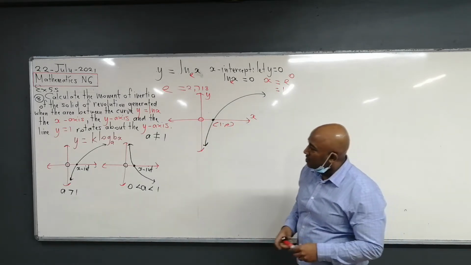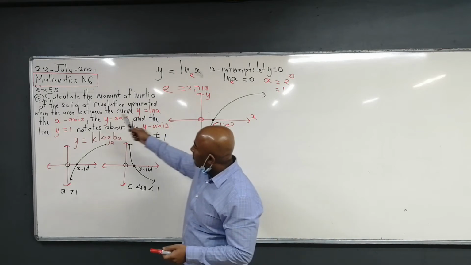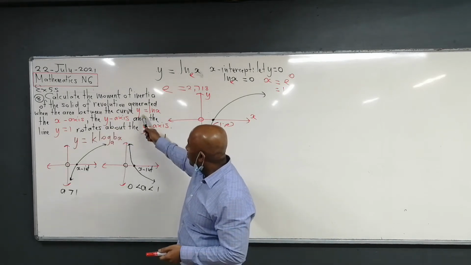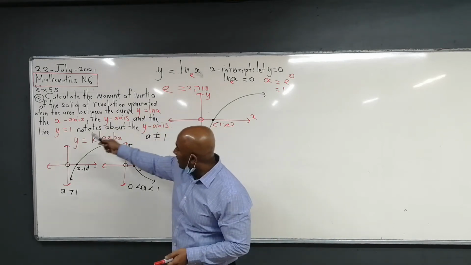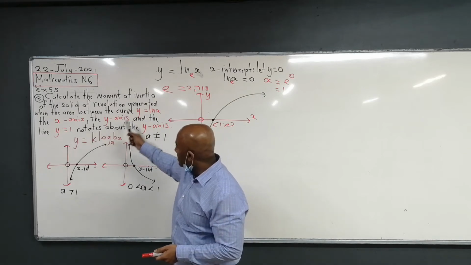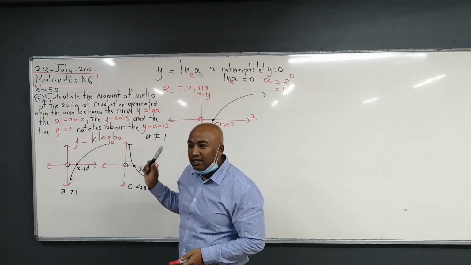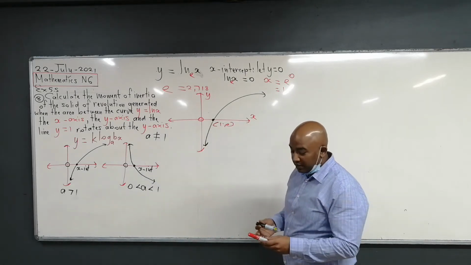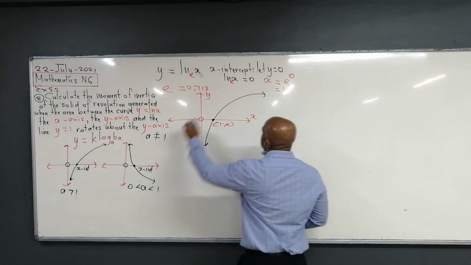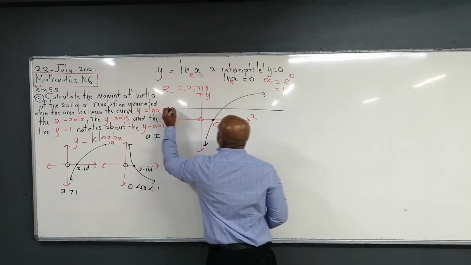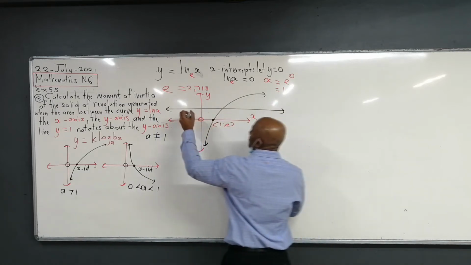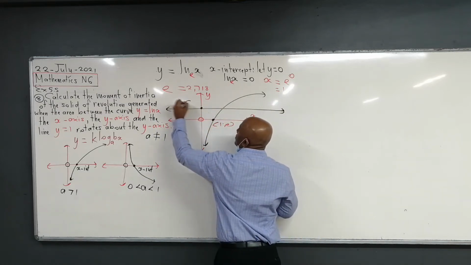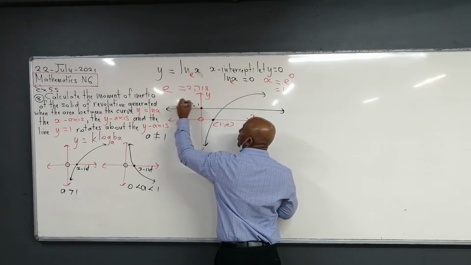Now, what else do we need to sketch? Calculate the moment of inertia of the solid generated. We have y is equal to ln x, the x-axis, the y-axis, and the line y is equal to 1. So where is that line y equal to 1? It is a horizontal line. So there's y is equal to 1 here. So what do we know? When y is equal to 1, what is x at this point here? It's 0.